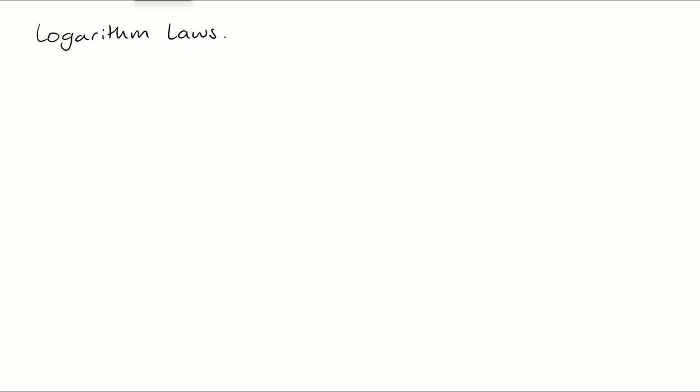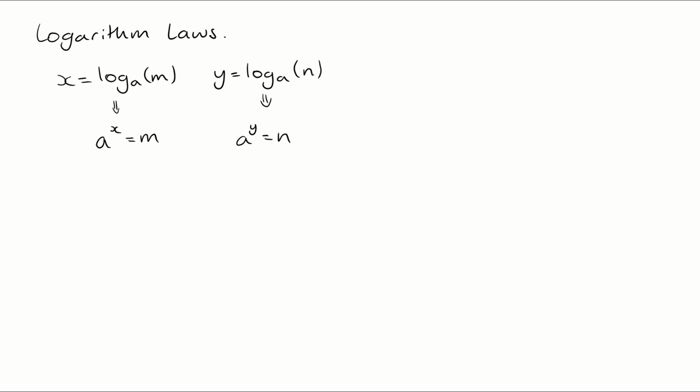Now the additive rule of logarithms says that, if we let x be equal to log to the base a of m, and we let y be equal to log to the base a of n. Then if I convert both of these into indice form, on the left, I'm saying that a to the power of x is equal to m. And on the right, I'm saying that a to the power of y is equal to n.